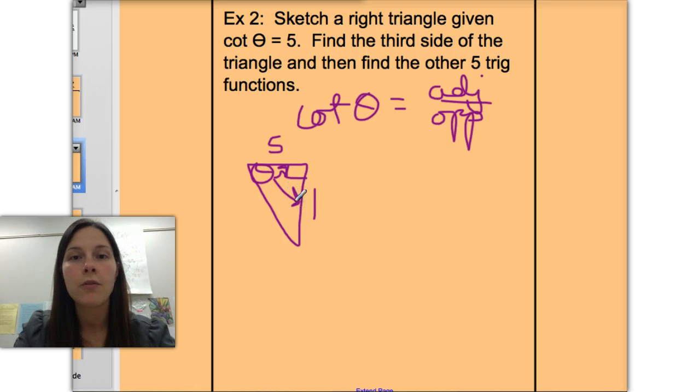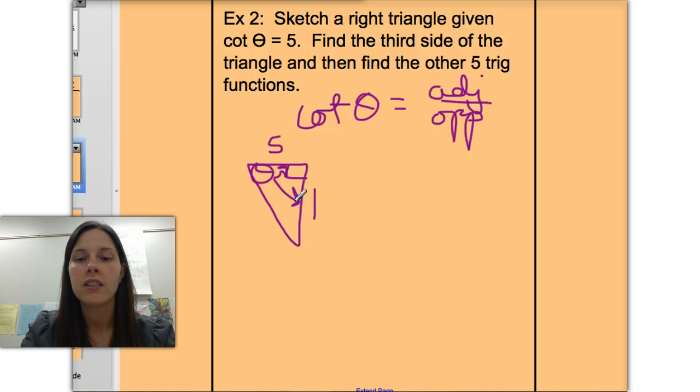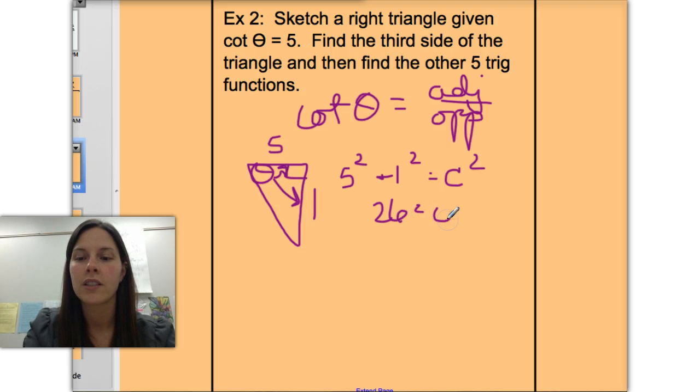So we need to solve for the hypotenuse again in order to set up the other 5 trig functions. So we have 5 squared plus 1 squared equals c squared, or the hypotenuse. 5 squared, of course, is 25, plus 1 is 26. So when we solve for c, we get the square root of 26. And then we're going to set up those other functions from theta.